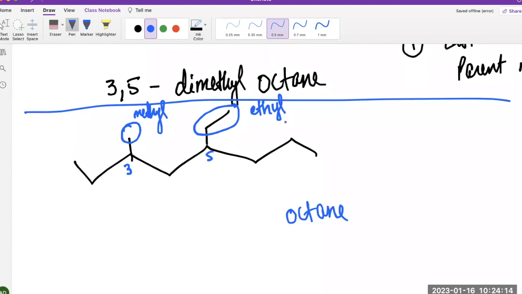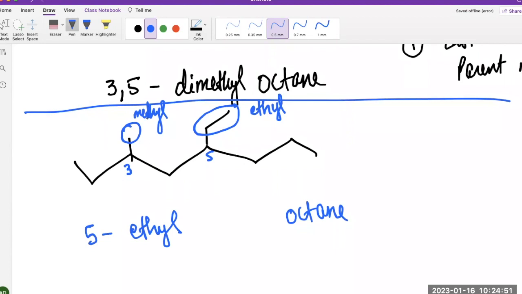Now, how do we put them? Which one do we put first? Should we put methyl first, or should we put ethyl first? So the idea is you go by the alphabetical order. Okay, so ethyl versus methyl, what comes first? E comes before M, so ethyl should be written in the front. Okay, now if ethyl is written in the front, what number does ethyl get? Because we're supposed to tell what position we are on. We're in position number 5. So it's 5-ethyl. So the 5th position has the ethyl.